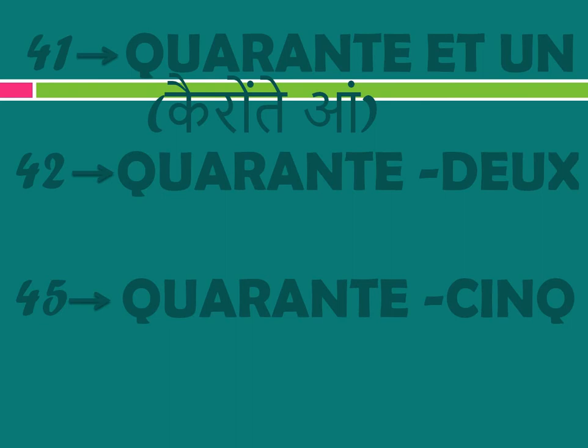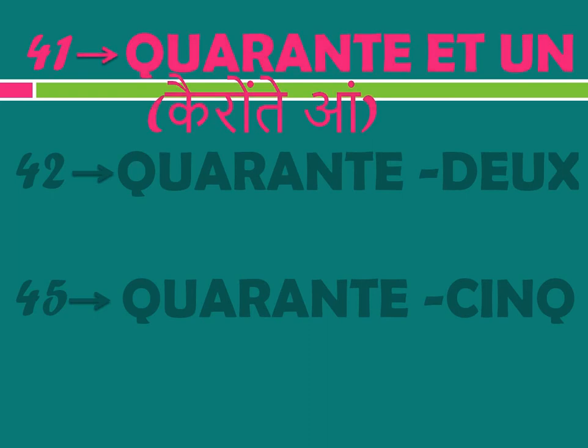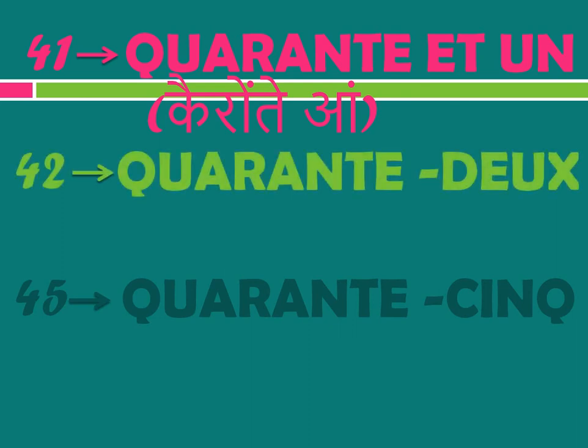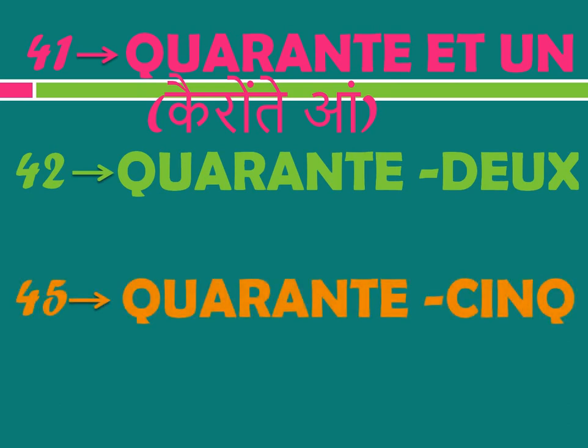Now let's see how we form 41 to 50. Again we need to keep in mind 40 as well as the number names from 1 to 9. 41 is 40 et 1, quarante et un. 42 is 2 added with 40, that is quarante-deux. 45, 5 added with 40, quarante-cinq.